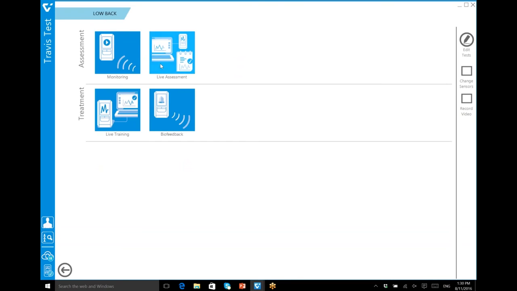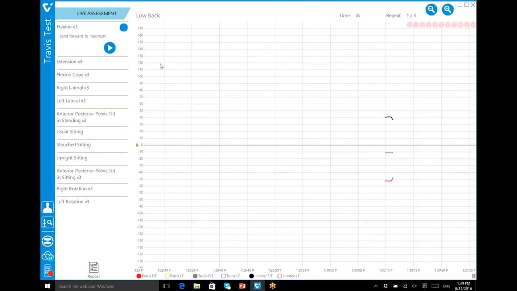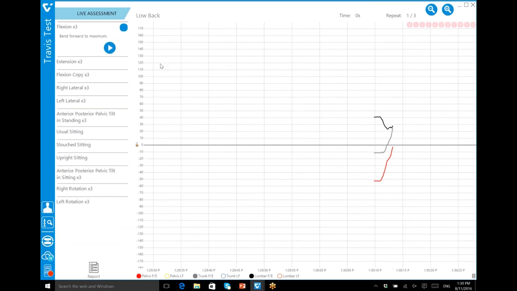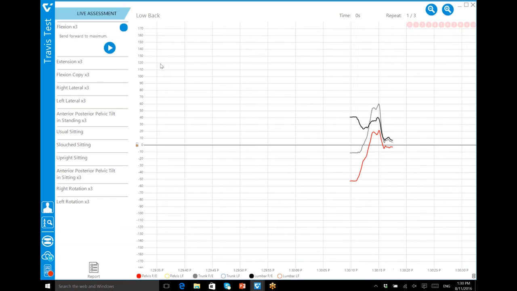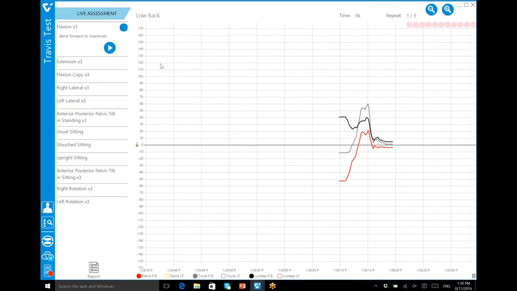Yeah, exactly right. So what I've done now is I've just clicked into a live assessment. We've got the sensors on Tanya's back at the moment, just to give you a small demo on if an error is made during the data capture and how to fix it.